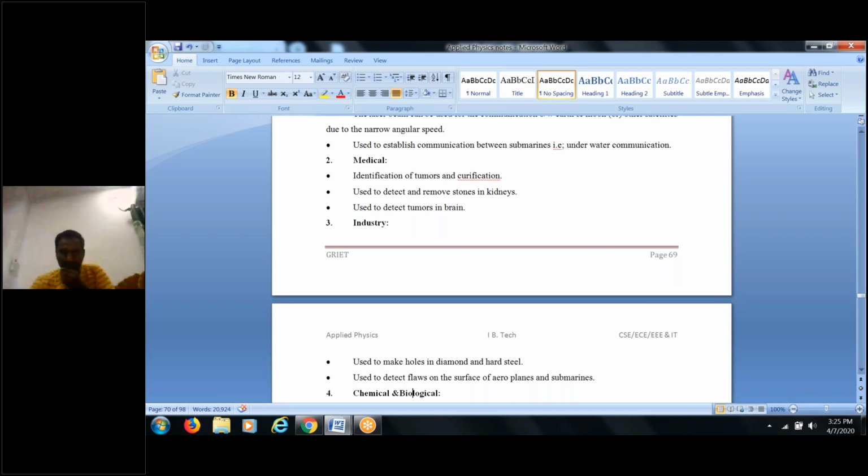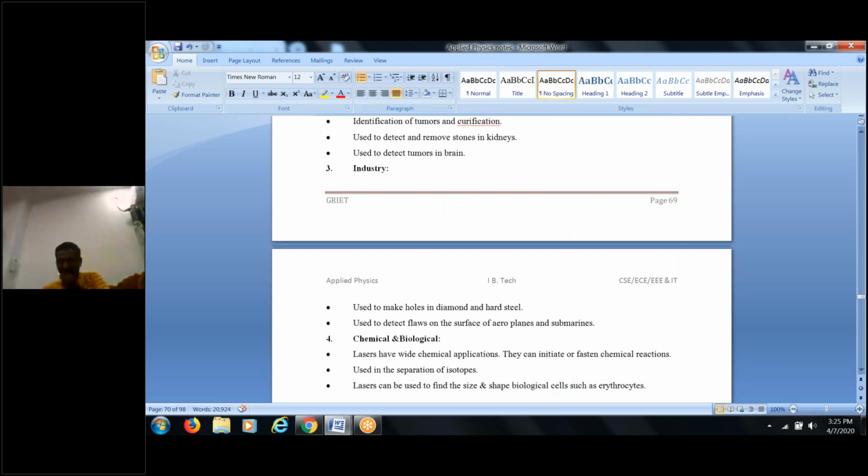From the industry point of view, diamond is the hardest material, but we have differently shaped diamonds. To cut those diamonds, the hardest substance in the universe, we use laser light, because laser is such a powerful light, to attain the proper shape. And to detect flaws on big bodies like aeroplanes and submarines: a flaw is a miniature hole, a very small defect. If a small hole is there on the surface of a submarine or aeroplane, you know what happens. To identify such flaws, the entire body of submarines, ships or aeroplanes is thoroughly checked with laser light.